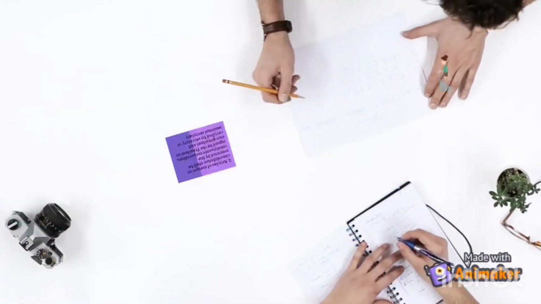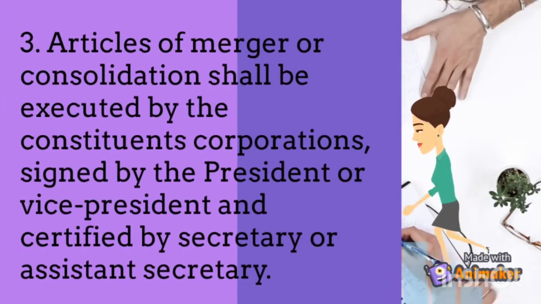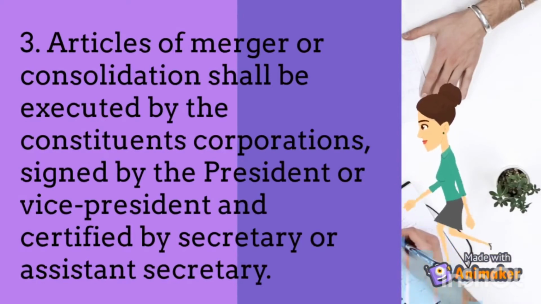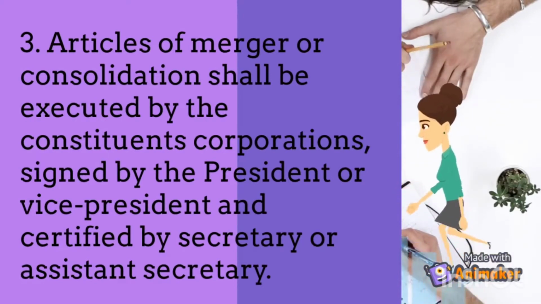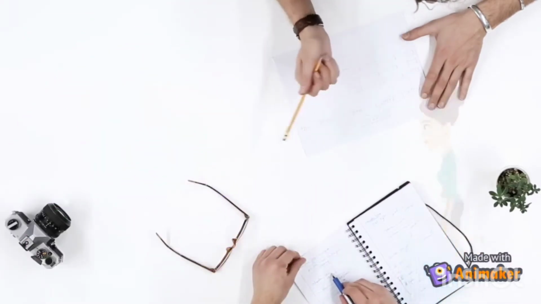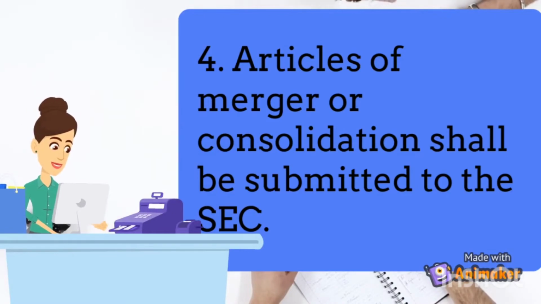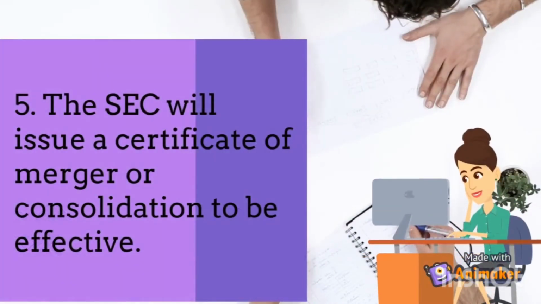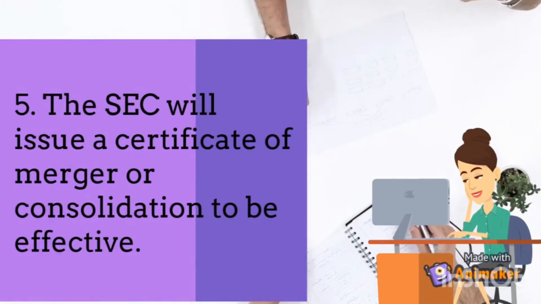3. Articles of merger or consolidation shall be executed by each of the constituent corporations, signed by the president or vice president, and certified by the secretary or assistant secretary of each corporation. 4. The articles of merger or consolidation shall be submitted to the Securities and Exchange Commission or SEC for its approval. 5. The merger or consolidation shall be effective only when the SEC issues a certificate of merger or consolidation.